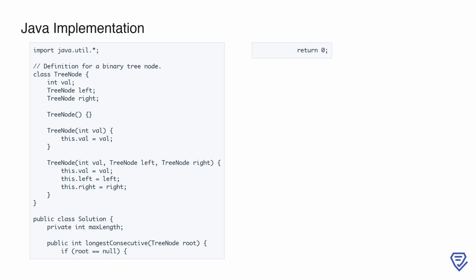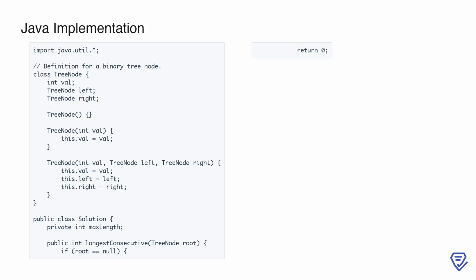There are 3 constructors provided: one default constructor, one for initializing a node with just a value, and another for initializing a node with a value and its left and right children. Next, we define the solution class, which contains the logic for solving the problem. Inside this class, we declare a private variable, maxLength, to keep track of the longest consecutive sequence found so far.